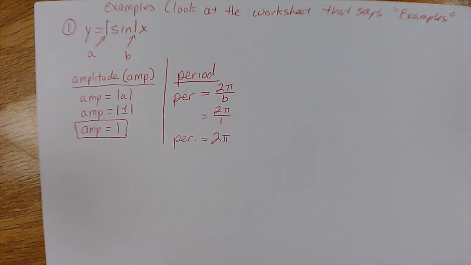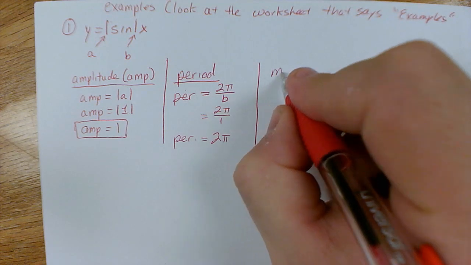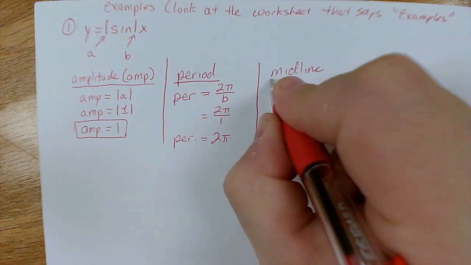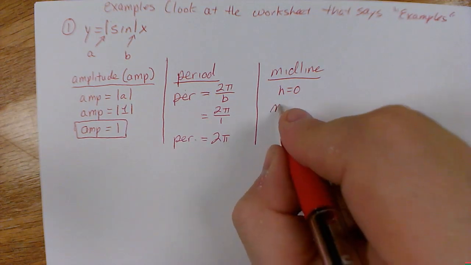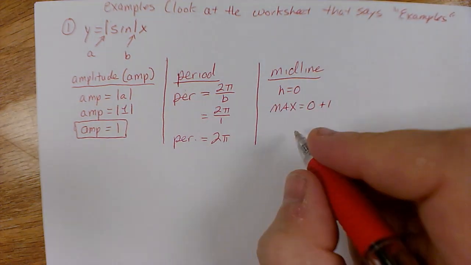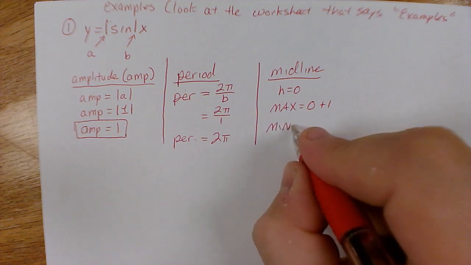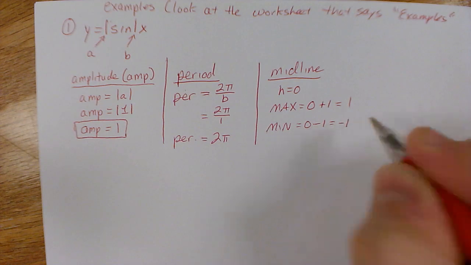Now, even though I didn't necessarily ask to list this, I am going to still point it out: the midline in this problem, since there's no H, is equal to 0. So the max would equal 0 plus 1. And the min will equal whatever 0 minus 1 is. So that's going to be 1 and negative 1.